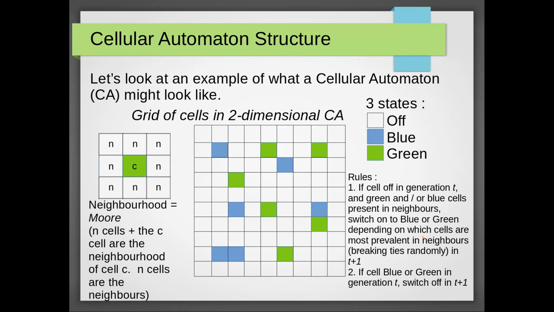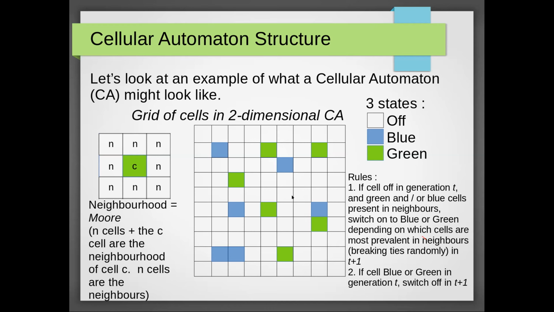And let's imagine we've got some rules that say, one, if the cell is off in a generation, and there are green and or blue cells present in its neighbors, then switch that cell that was off to on, either as a blue cell or a green cell, depending on which cells are most prevalent in their neighborhood, breaking ties randomly. And then we've just got a second rule here that says if the cell is blue or green in that particular generation, then switch it off in the next generation.